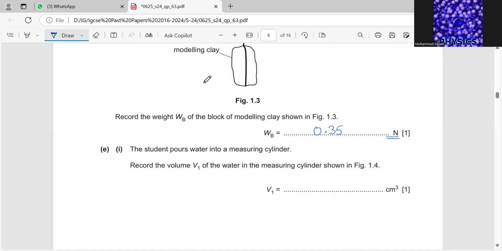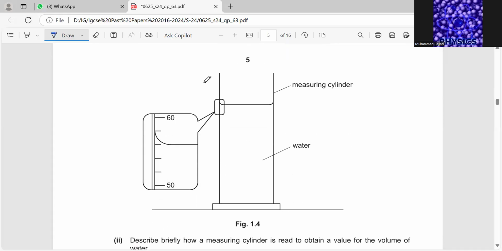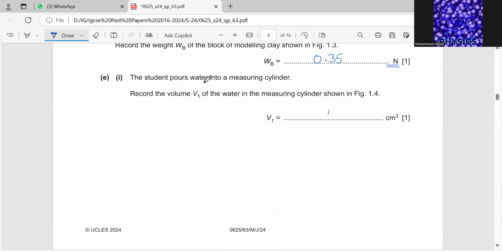The student poured water into a measuring cylinder. Record the volume V1 of the water in the measuring cylinder in figure 1.4. It is on the next page. We are always measuring from the lower level of the meniscus. 50, 52, 54, 56, 58, 60. So this is 56. So I'm going to write here 56.